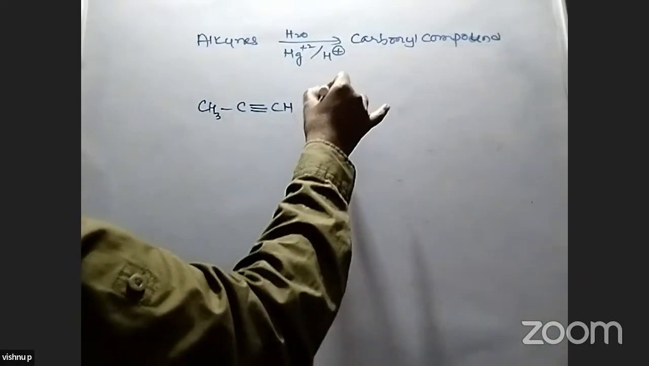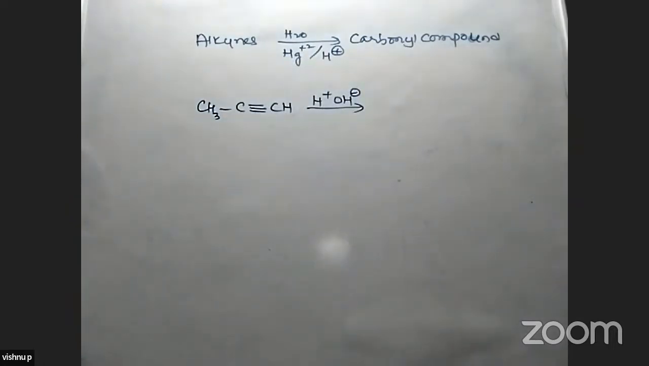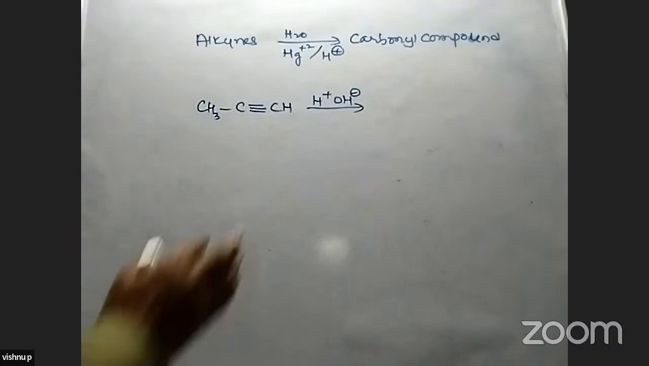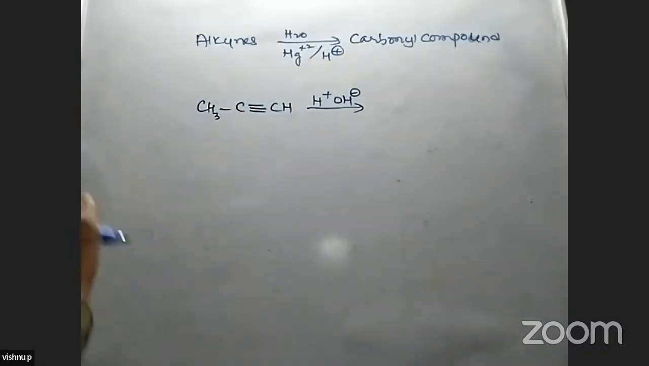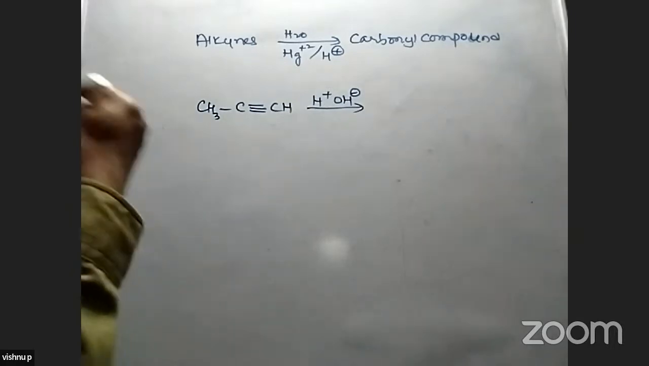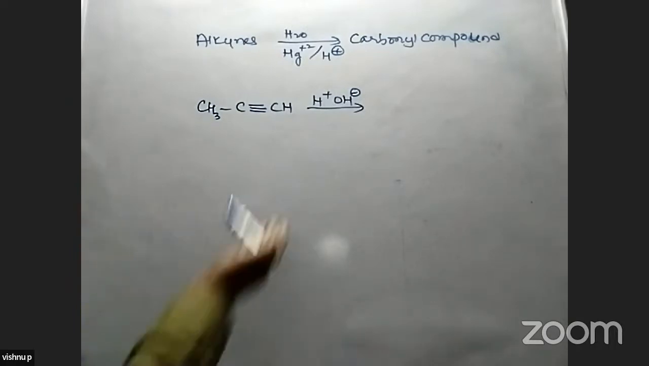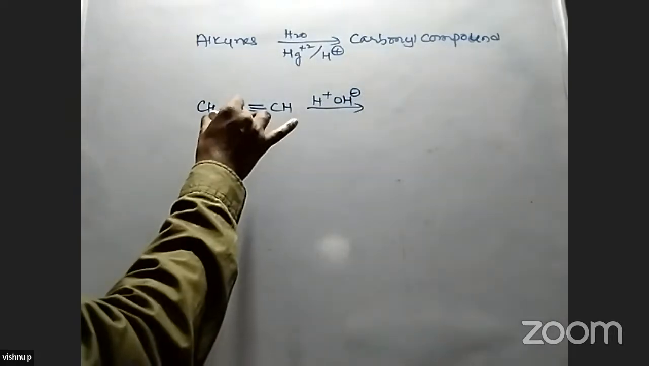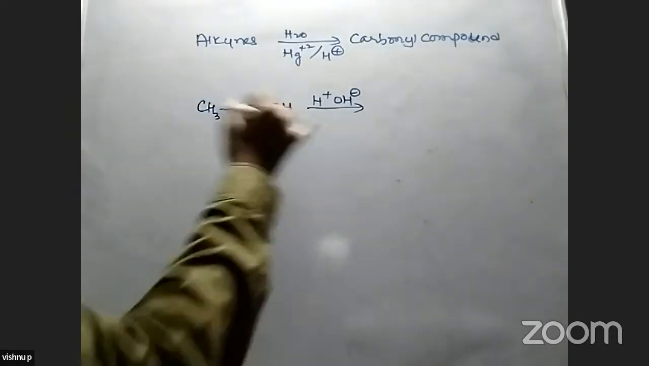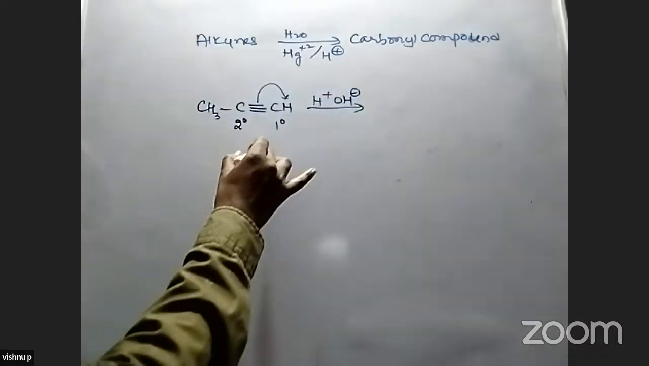This reaction is according to Markovnikov rule. What is Markovnikov rule? The negative part of this reagent is attached to the carbon with fewer hydrogens, that is, the secondary or tertiary carbon. The positive part is attached to the primary carbon. Here it is the secondary carbon and it is the primary carbon. So electrons are transferred to the secondary carbon.